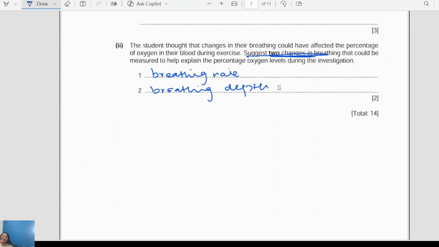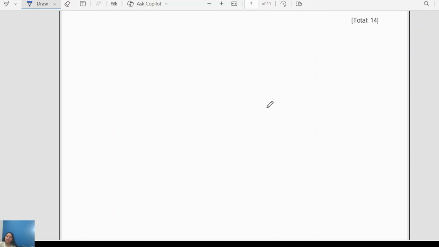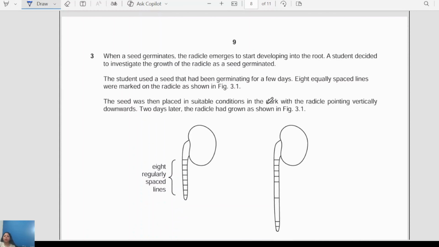They are saying suggest two changes that could be done. So instead of calculating the percentage oxygen, we can also calculate the breathing rate or breathing depth. These are the suggestions or the changes that we can make to make the experiment or the values more reliable or more accurate.